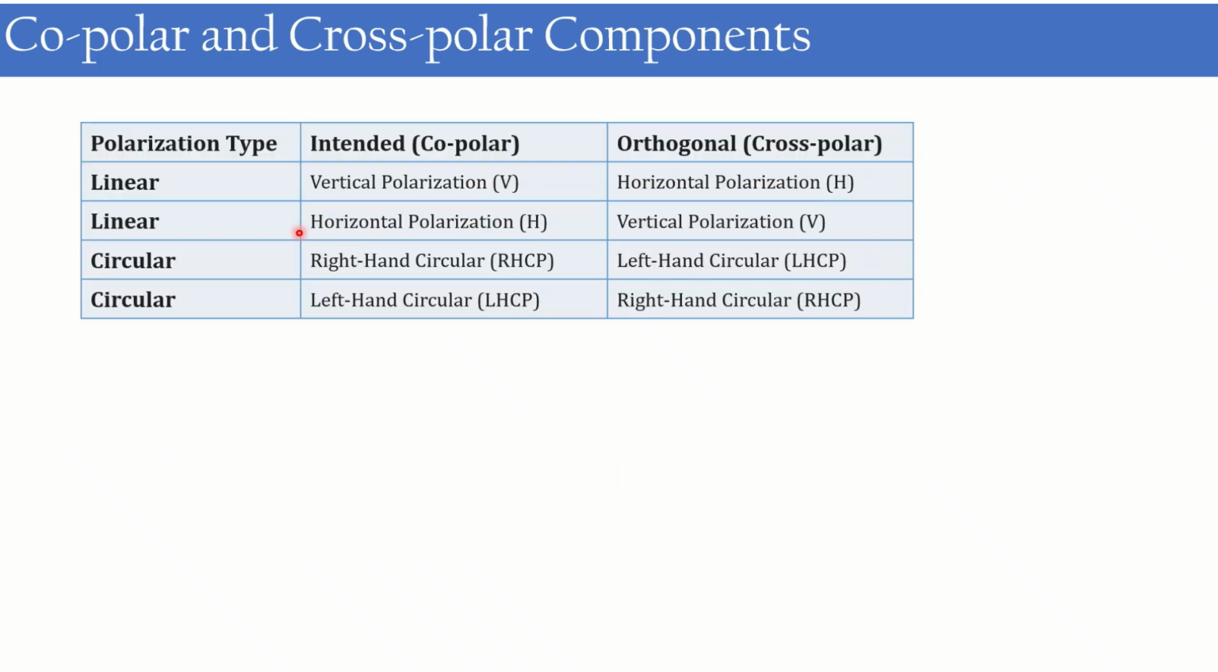So let's see what is the co and cross-polar components for different linear and circular polarization types. If our antenna is intended for the vertical polarization, the cross-polar component is horizontally polarized wave. If it is intended for horizontal polarization, the cross-polar or orthogonal component is vertical polarization. For right-hand circular polarization, it is LHCP. For LHCP, it is RHCP. So this is the desired component and this is the undesired component or noise.